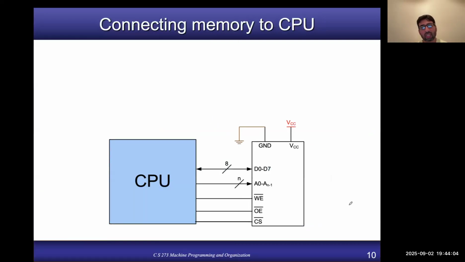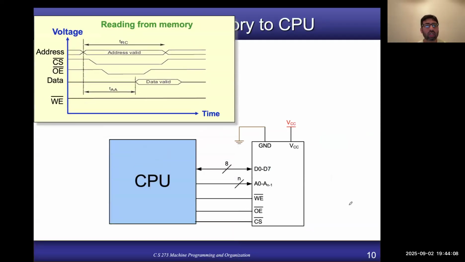Okay, so we have seen this figure already. Now we are going to talk about how the read operation happens, and when we want to perform a read operation, how the values of different signals change over time. In this graph, on the x-axis you have time, increasing in the rightward direction, and on the vertical axis you have voltage, increasing in the upward direction.